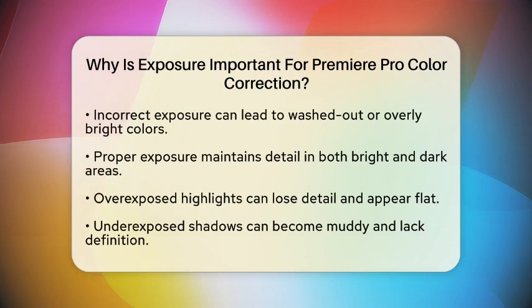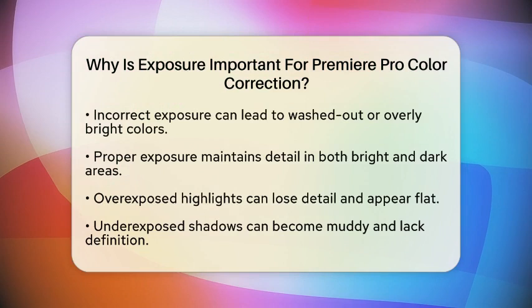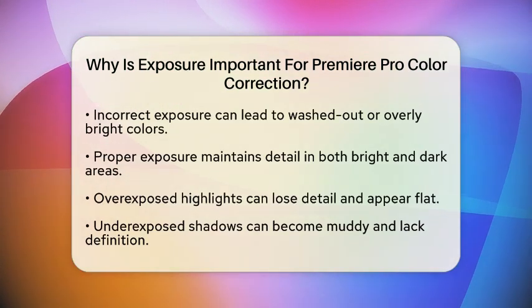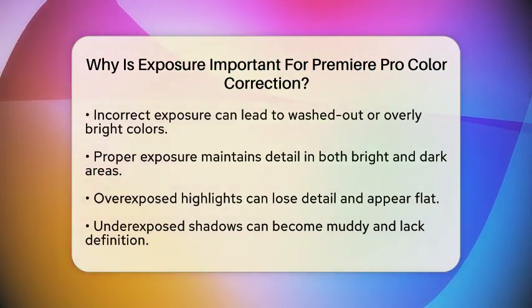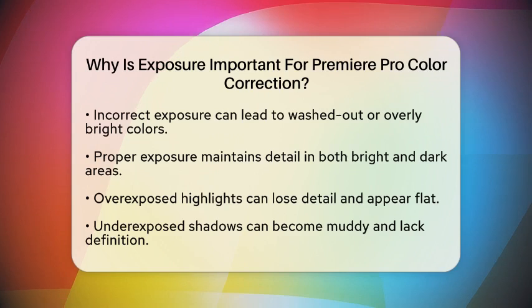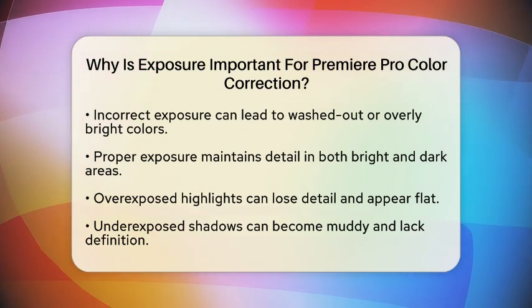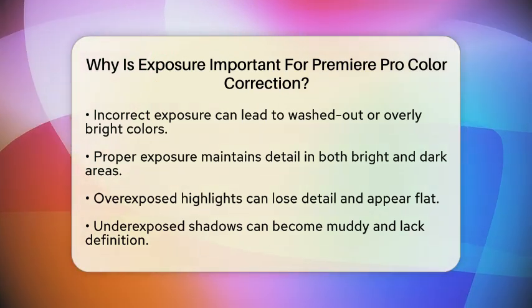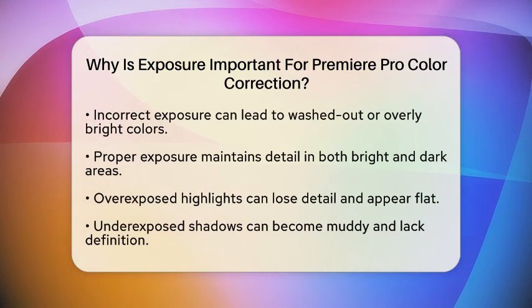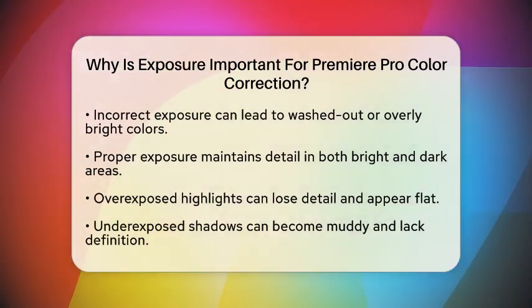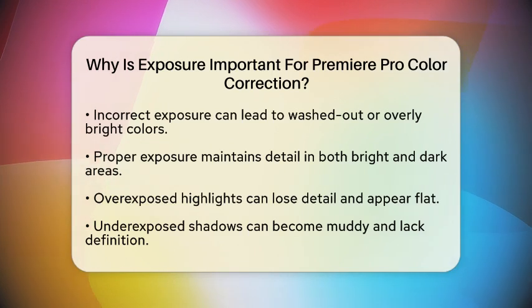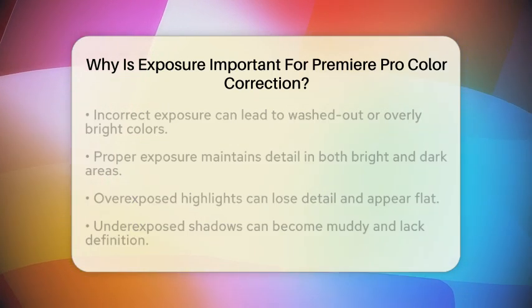If your exposure is off, colors can look washed out or overly bright, making it tough to achieve a natural appearance. Proper exposure helps you maintain detail in both bright and dark areas. Overexposed highlights can lose their detail and appear flat, while underexposed shadows can become muddy and lack definition. When you adjust exposure in Premiere Pro, you can recover these details, which significantly improves the overall quality of your image. In fact, adjusting exposure is often the first step in the color correction workflow.